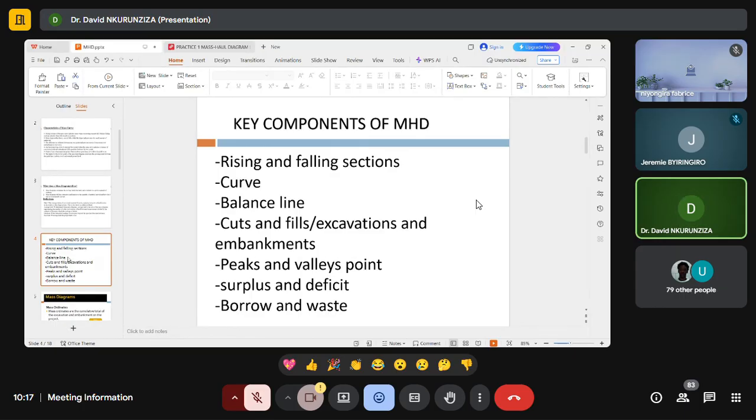Then we say surplus material when you have a positive difference. So we can say surplus is by plus sign, then deficit by negative. So where do we call surplus and deficit? As I have said, it is the difference in the mass haul value between 2 points, to see if there is a surplus or if there is a deficit.